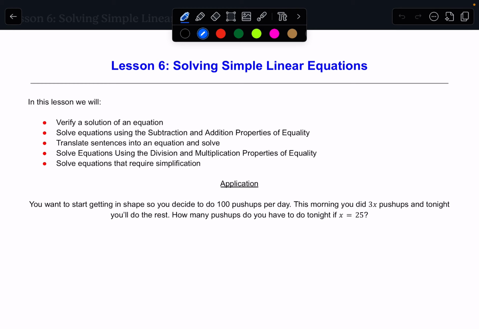In this lesson, we're going to verify what a solution to an equation is. We're going to check if the solution we're given actually is a solution, and learn what that means. We're going to solve equations using the subtraction and addition properties of equality. We're going to be able to translate sentences into equations to solve. So that's that kind of real life application. And then we're going to do the same thing with the division and multiplication properties of equality. And again, translate some problems. And then we'll solve some that require actual simplification first.